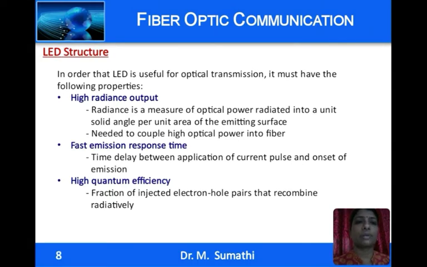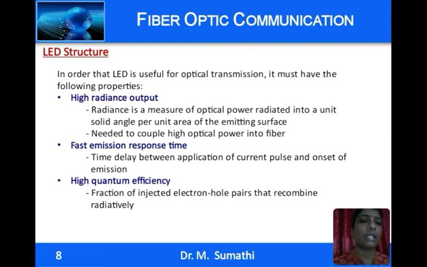LED can be used for various applications such as lighting and others, but when LED is to be used for optical transmission purpose, it must have the following properties: high radiance output, fast emission response time and high quantum efficiency. Radiance is a measure of the light that is emitted per unit area of the source into a unit solid angle, and this needs to be high, so that coupling of light into the fiber can be efficient.